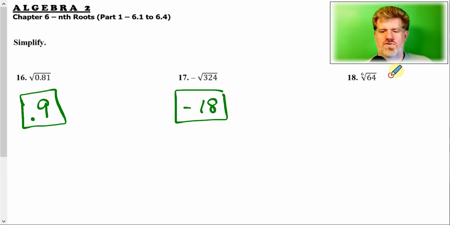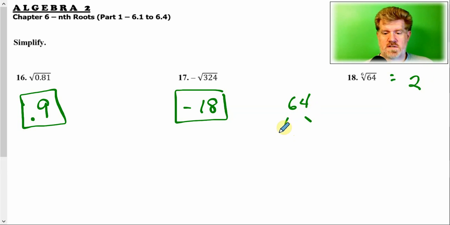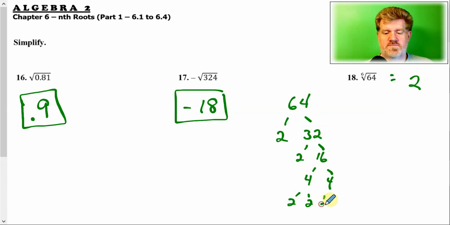I'm going to show you why this answer is 2. I'm going to take 64. I'm going to break it up into its parts. 2 times 32, which is what? 2 times 16, which is 4 times 4. I can break all these up. So notice what I have. I got 1, 2, 3, 4, 5, I got 6 2's.